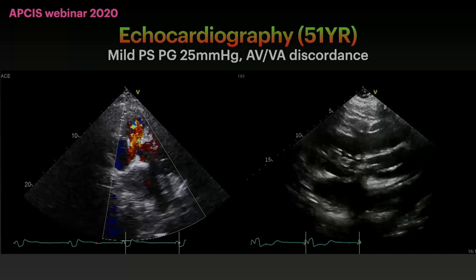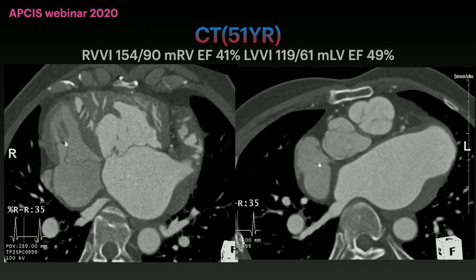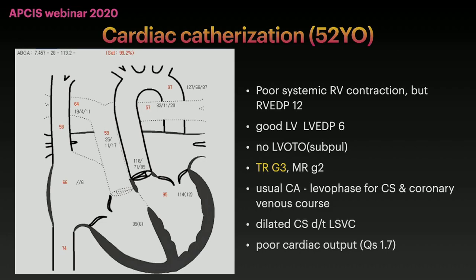We performed CT. We can find atrioventricular discordance and ventriculoarterial discordance, called double discordance. Morphologic LV EF is 41%, and morphologic RV EF is about 49% by dual phasic CT. This is the cardiac cath data. Morphologic RV EDP was 12 mmHg, and systemic RV contractility was visually poor, and cardiac output was poor.